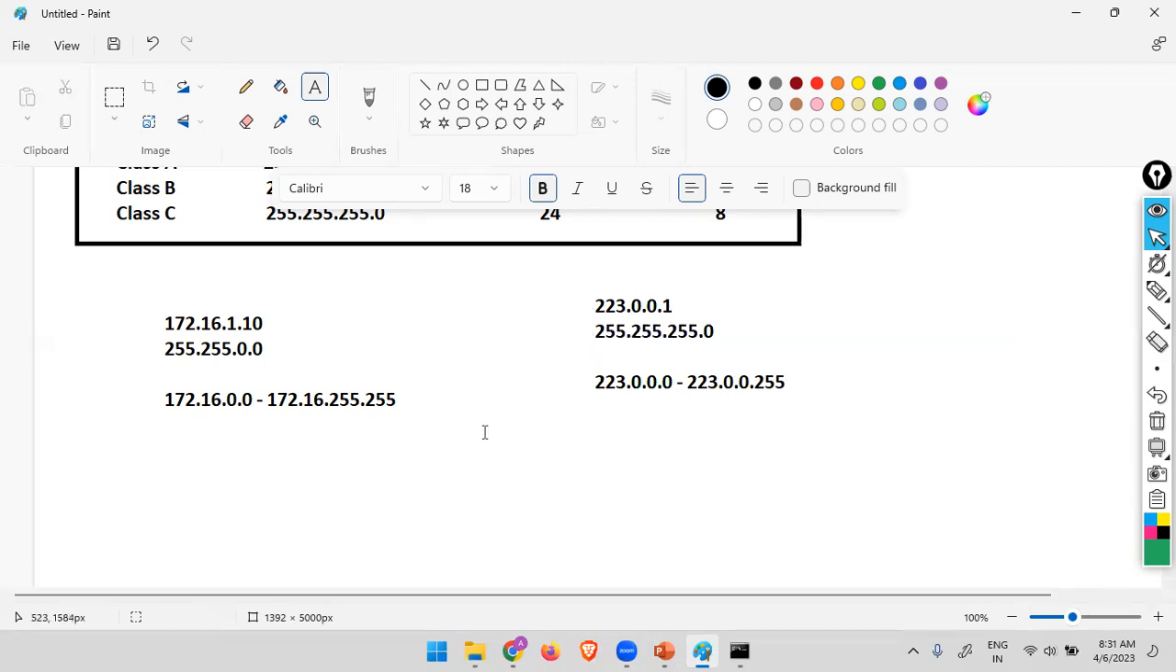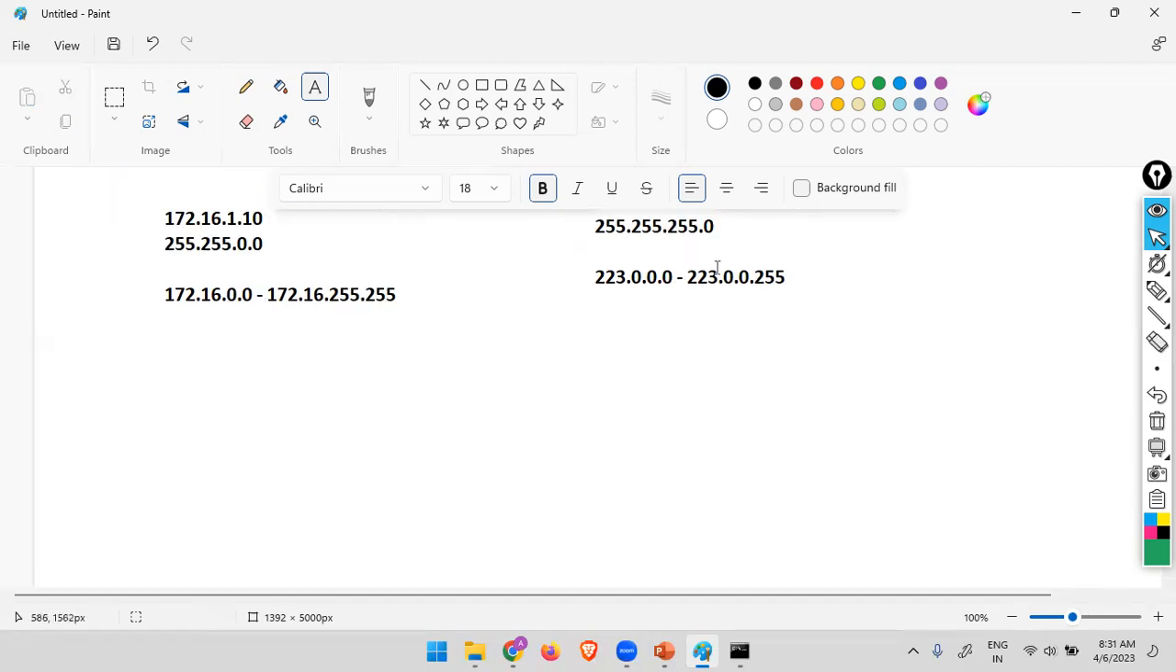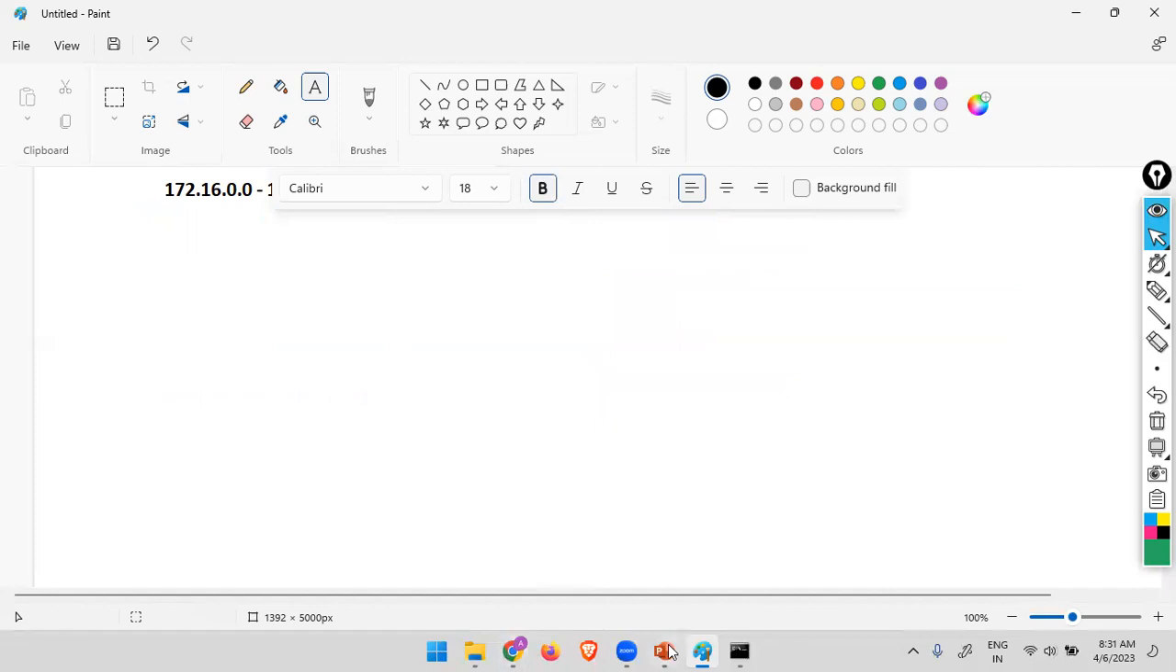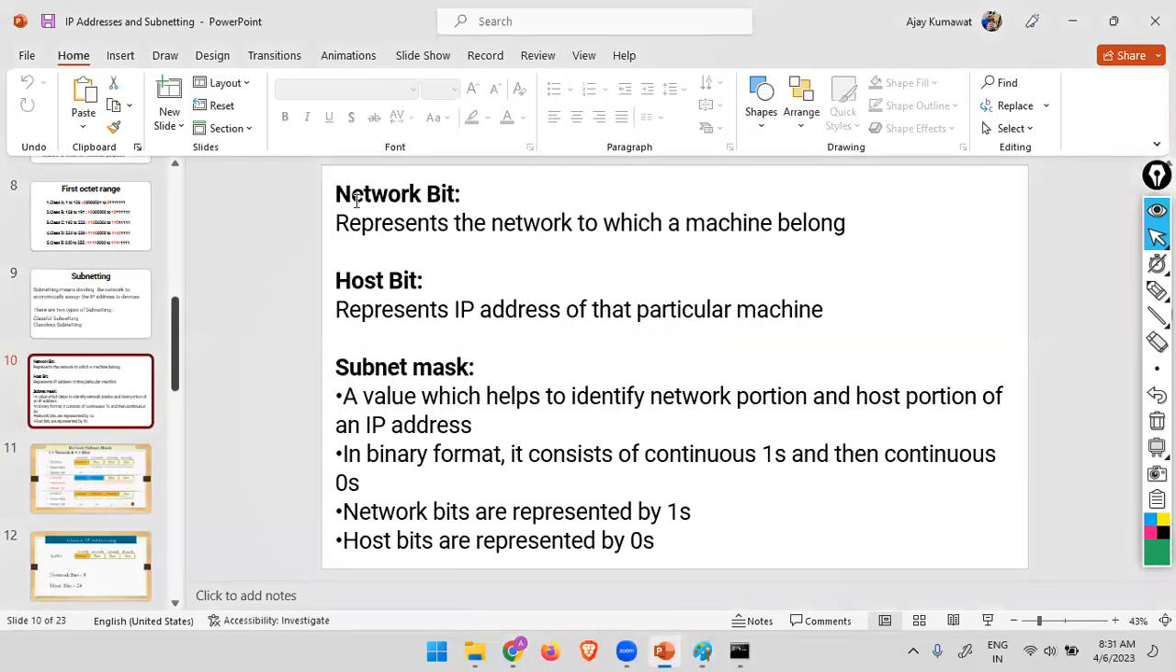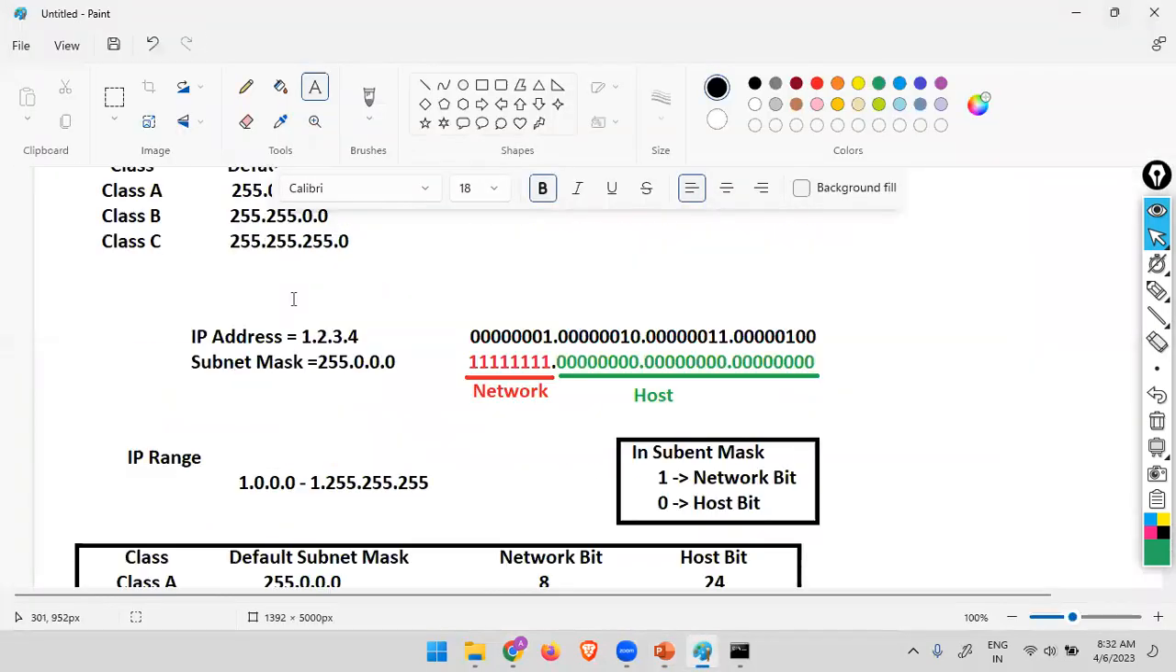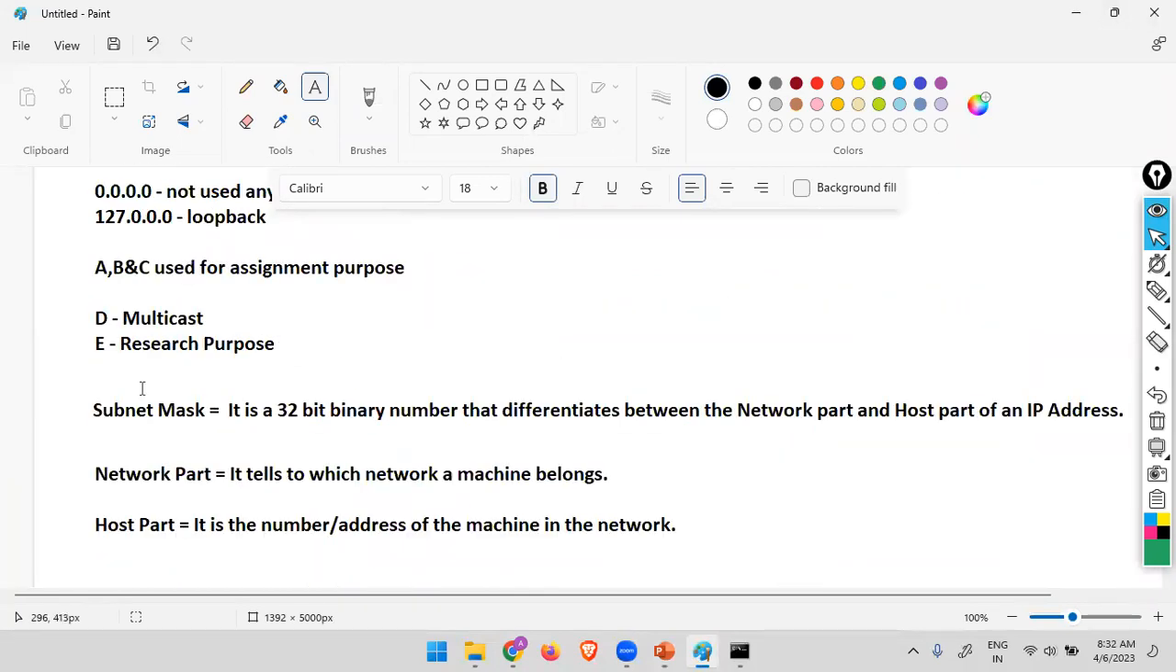Now see. Network bit, what is a network bit? It represents the network to which a machine belongs. Host bit represents the IP address of that particular machine. What is a subnet mask? So we were deciding the subnet mask. About the subnet mask, we said it is a 32-bit binary number that differentiates between the network part and host part of an IP address.